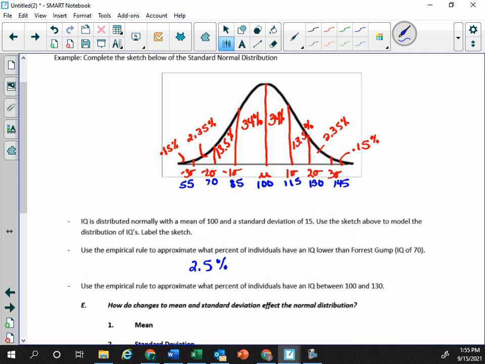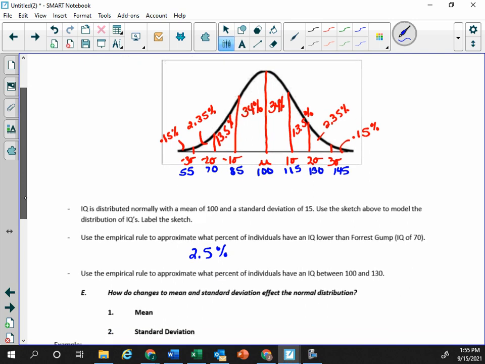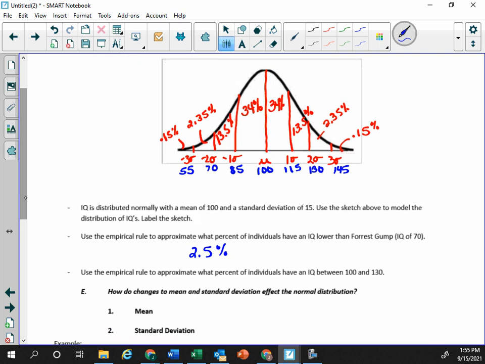And then the next part, again with the empirical rule, looking at our little display here, approximate what % of individuals have an IQ between 100 and 130. Yep, good. 47.5%. Okay. So that's how you can use the empirical rule.